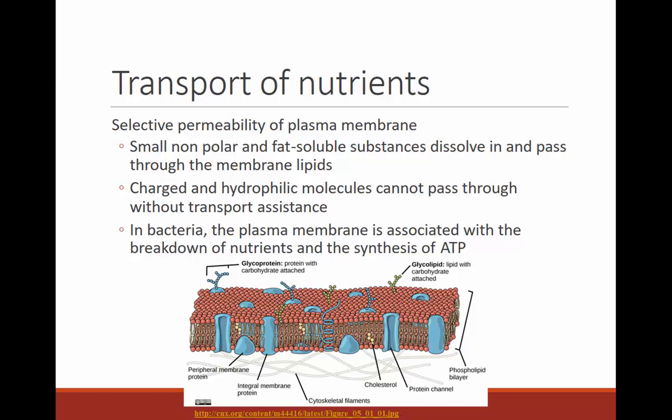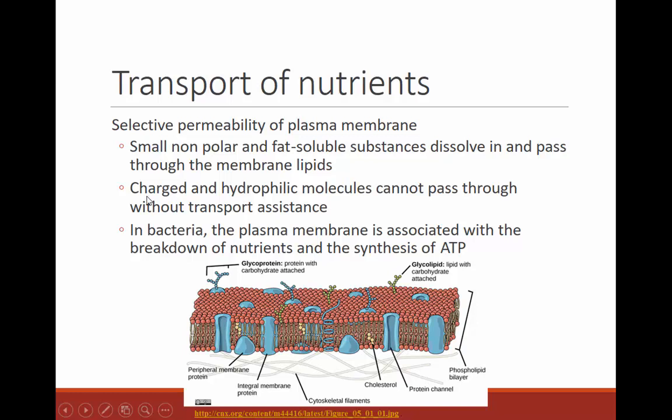Now, we need to provide some way of getting nutrients into the cells or transporting things out of the cells. So we've got that phospholipid bilayer. It has selective permeability, which just means it can let some things in and some things not. If you've got a molecule that's very small and non-polar and fat soluble, it can dissolve in that phospholipid bilayer and pass straight through the bilayer itself. But it does depend on being small as well as lipid soluble.